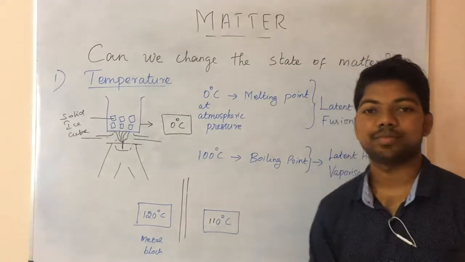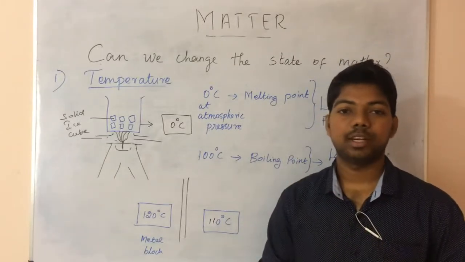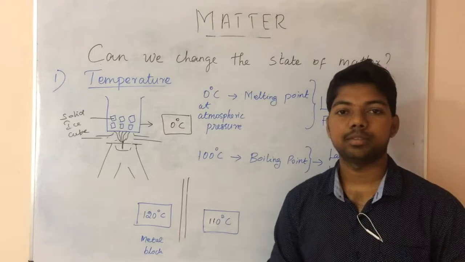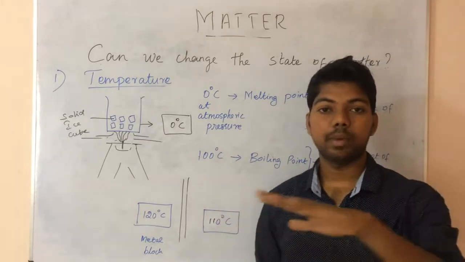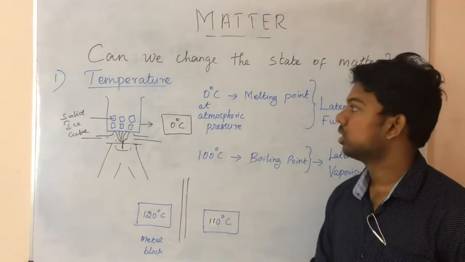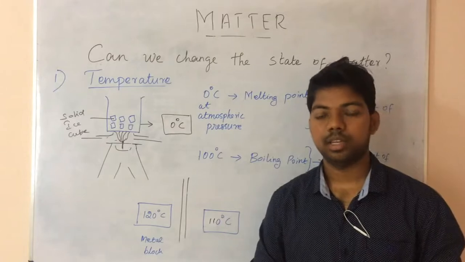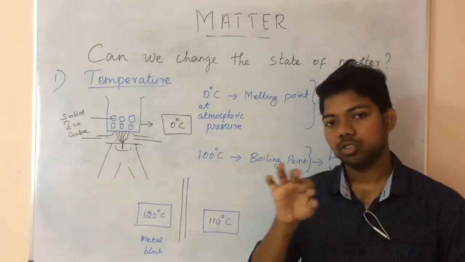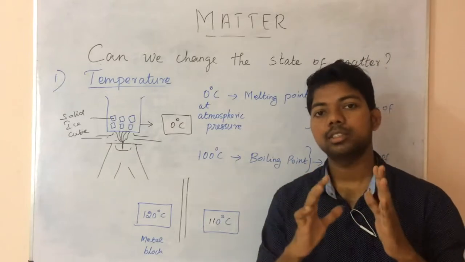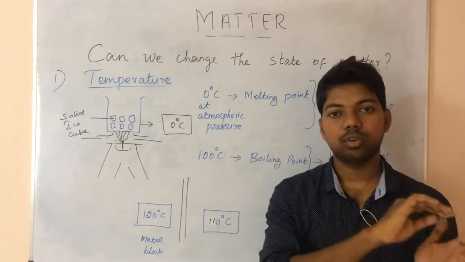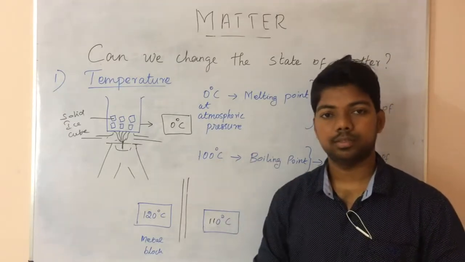Hi friends, we have already seen what matter is, its physical nature, the characters of matter, the particles of matter, and the states in which all matter exists. Here, one more question arises. The states are solid, liquid and gas. Can we change the state from one form to another? If yes, how can we change it?